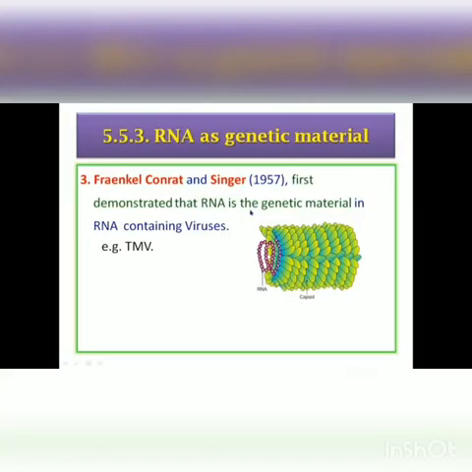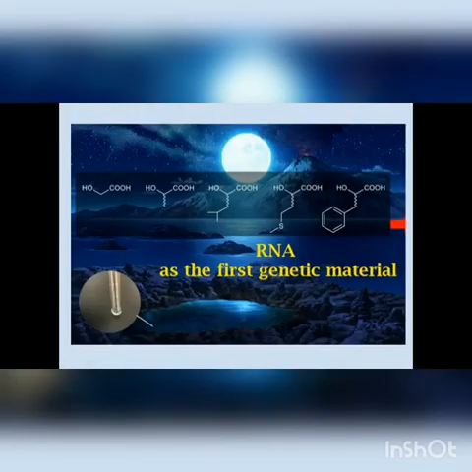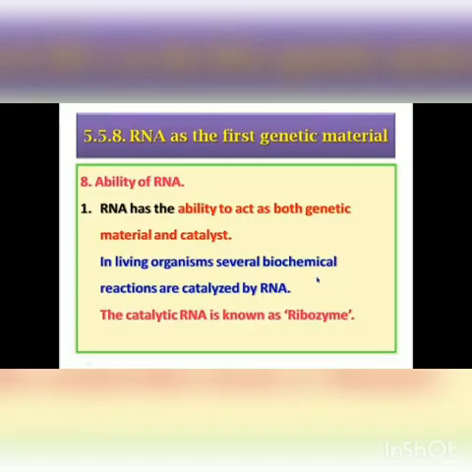Fraenkel-Conrat and Singer in 1957 first demonstrated that RNA is the genetic material in an RNA-containing virus, that is, tobacco mosaic virus. They separated RNA from the protein of RNA viruses. Now we will see how RNA acts as a genetic material. RNA has the ability to act as both genetic material and catalyst.